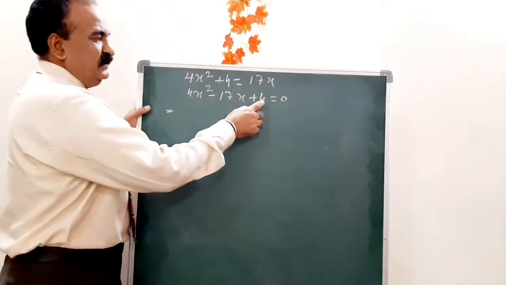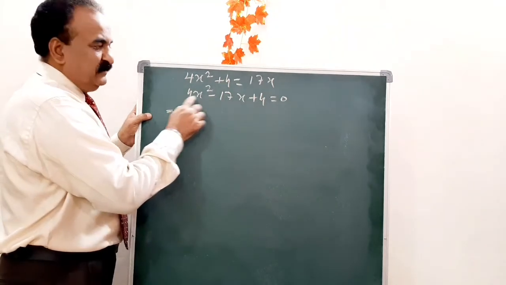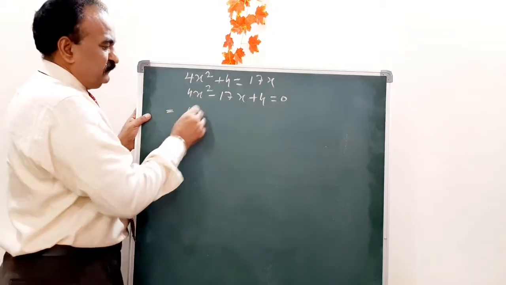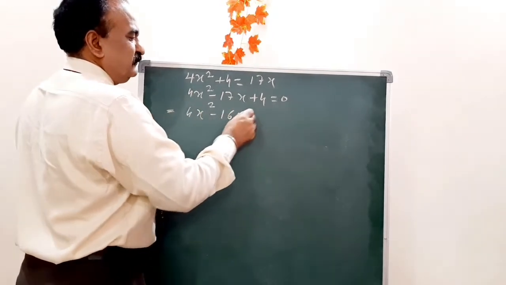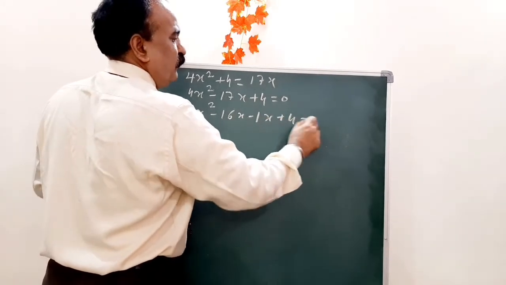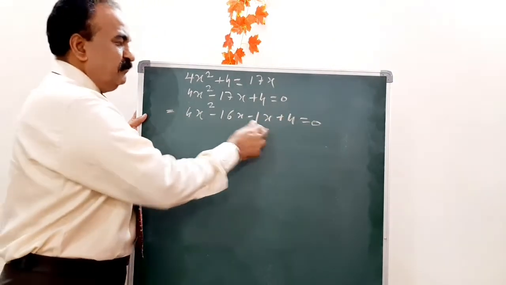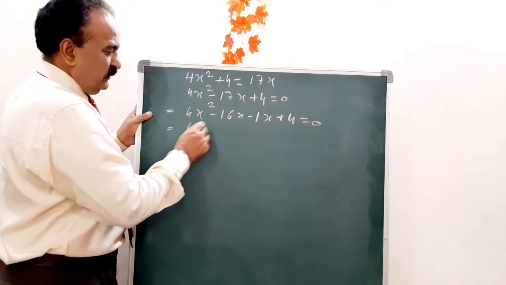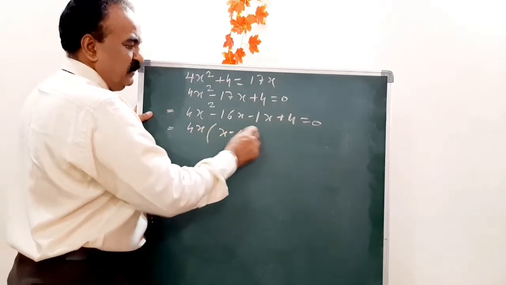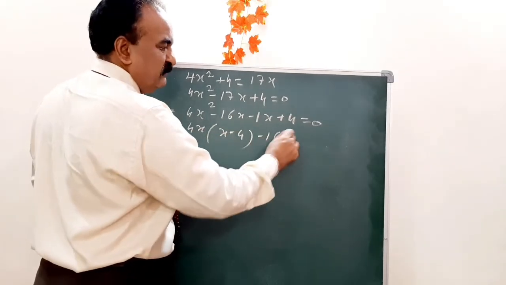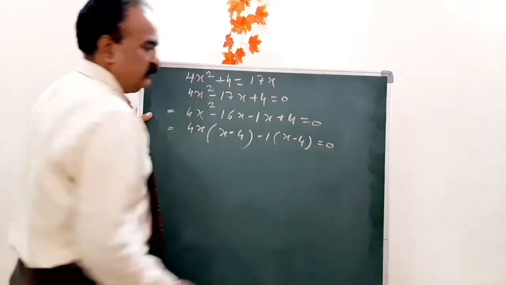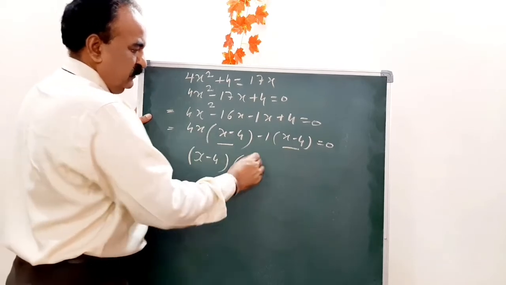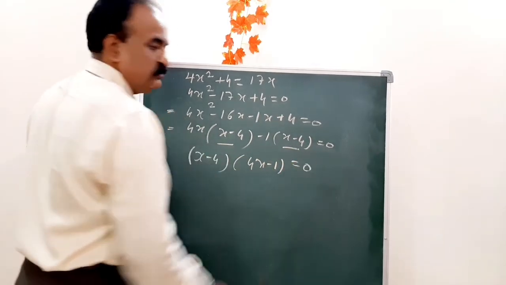What are those numbers? Their multiplication is 4 into 4, 16 and addition is 17. 16 and 1. So 4x square minus 16x minus 1x plus 4 equal to 0. This is called the method of factorization, or you can say by splitting the terms. Now here you can take 4x common. Here it will be x minus 4. Now minus 1 common. x minus 4 equal to 0. x minus 4 again common. x minus 4 into 4x minus 1 equal to 0.